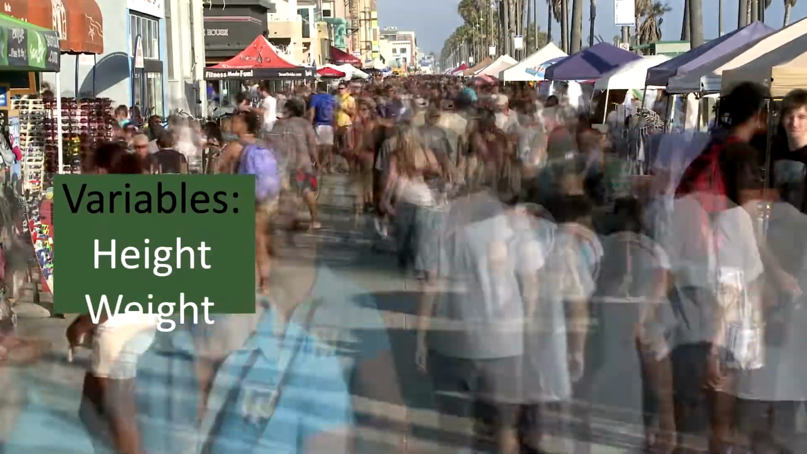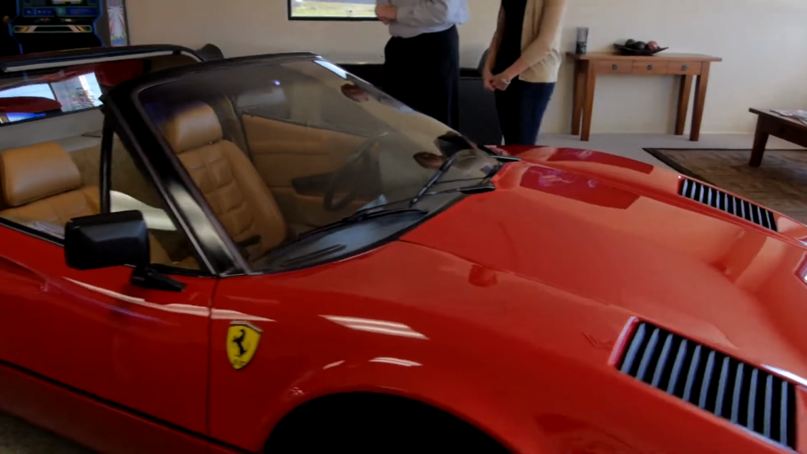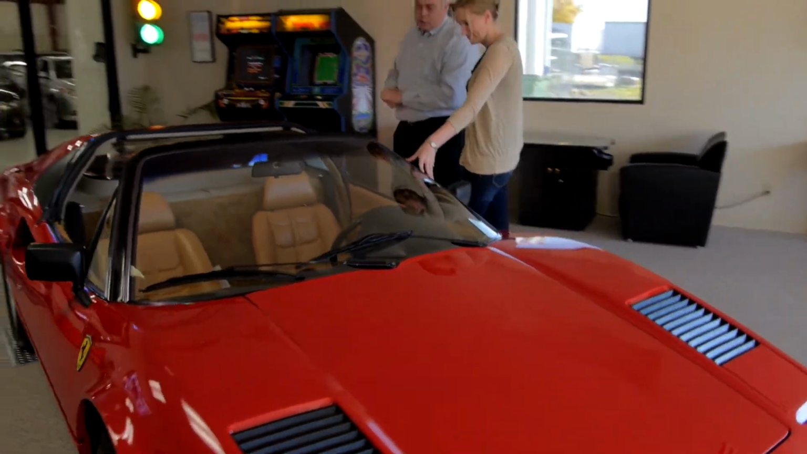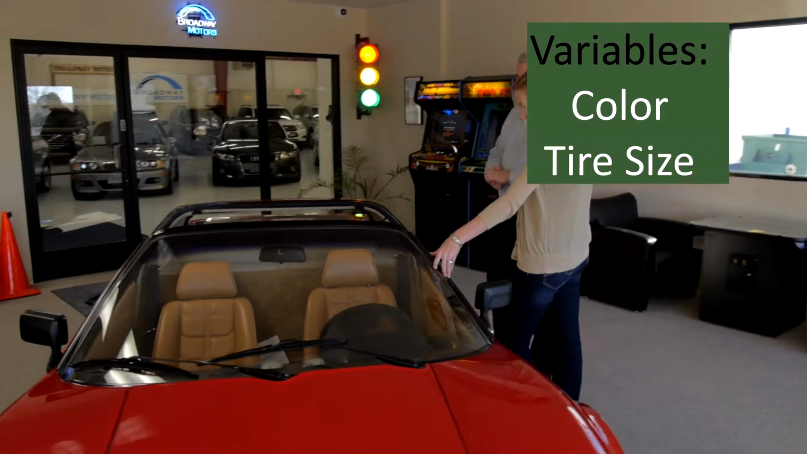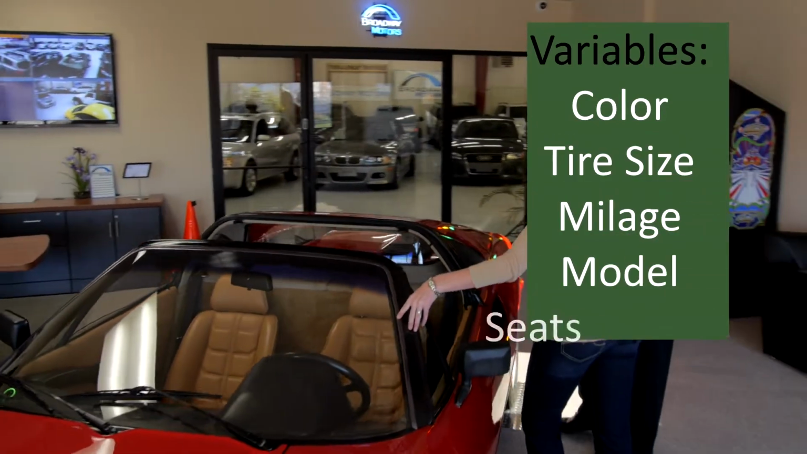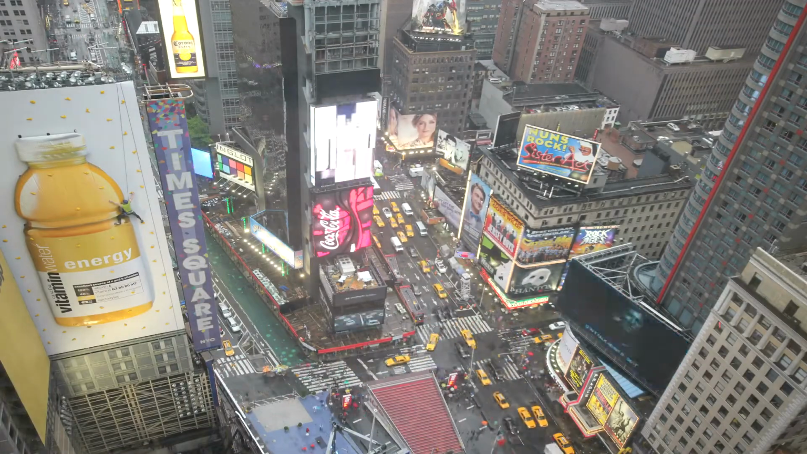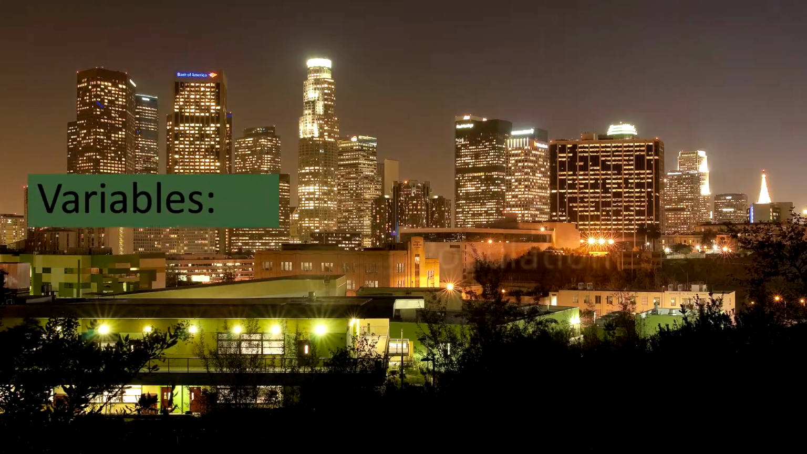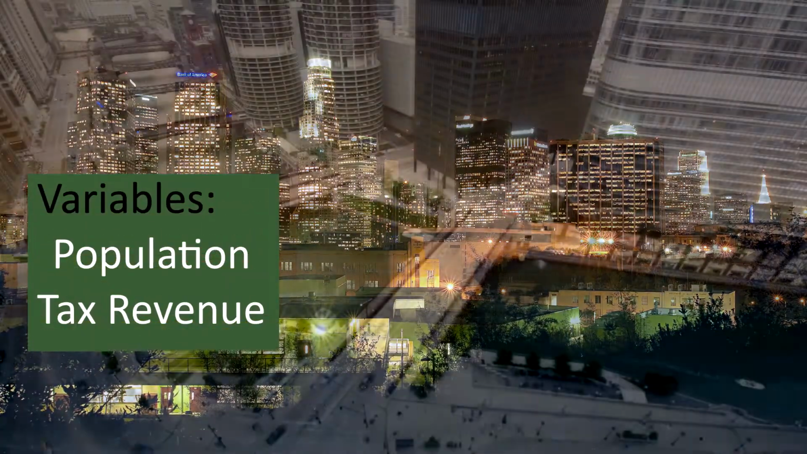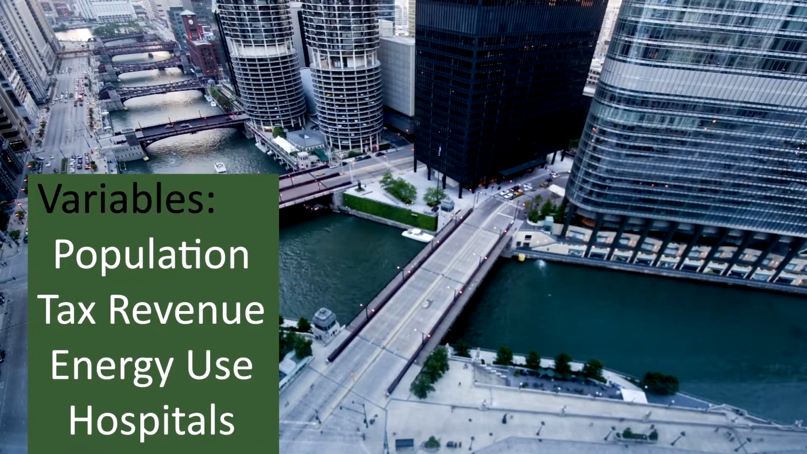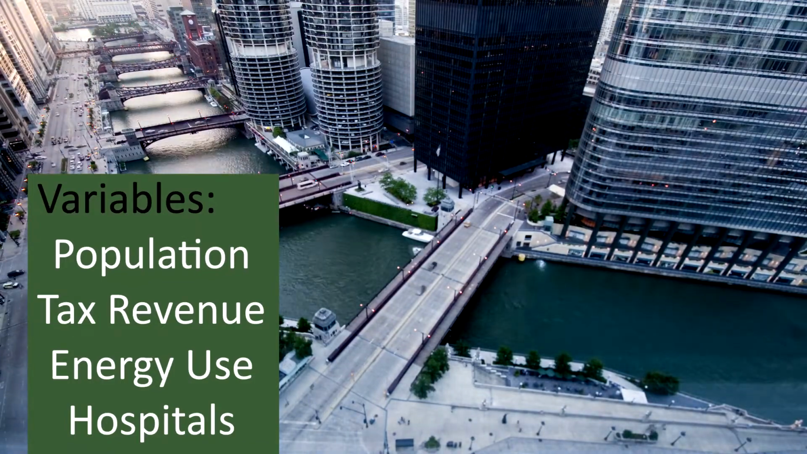At the person level, we might collect data on height, weight, gender, race, etc. If we're collecting data on a sample of cars, we might measure variables such as color, tire size, mileage, model, number of seats, etc. If our sample includes cities, we might measure variables such as population size, tax revenue, energy consumption, number of hospitals, and so on.